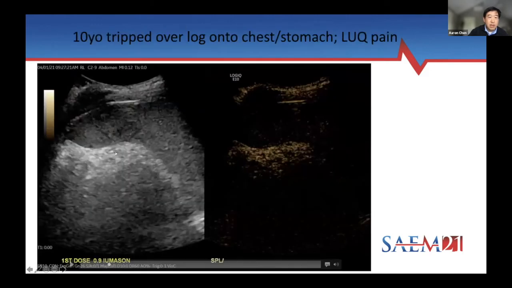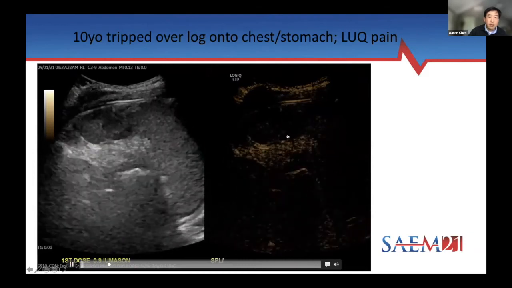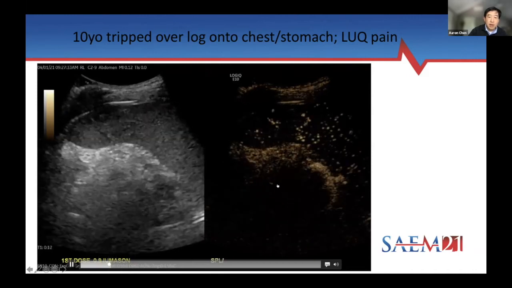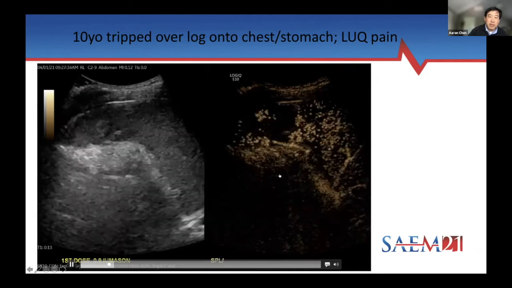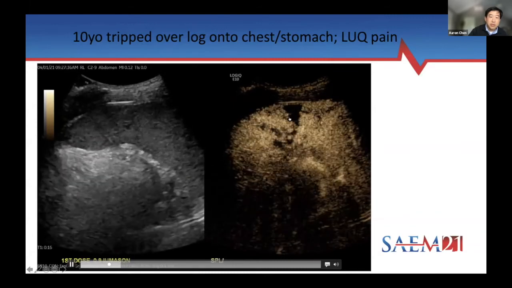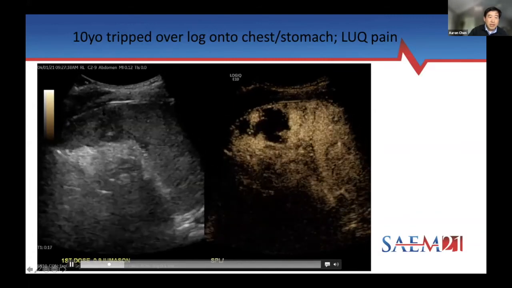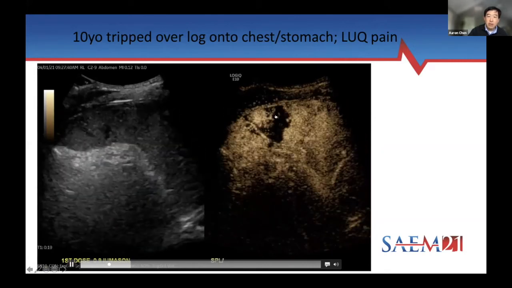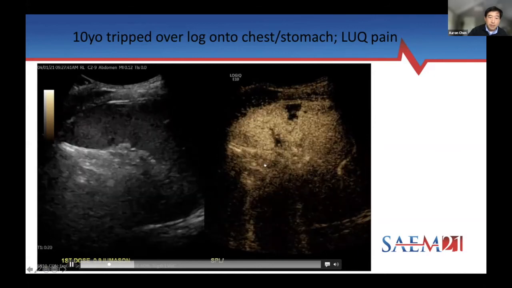The next patient is a 10-year-old who tripped over a log. So a seemingly benign mechanism of injury, but she had left upper quadrant pain. And here we're looking at the spleen. Again, the contrast image on the right and the grayscale image on the left now. As the contrast agent is being injected, you can see the bubbles filling the spleen, and wherever there's an area of injury, it's hypoperfused. Again, you can see it on the grayscale image, but I think it's much more easily seen and much clearer on the contrast exam.